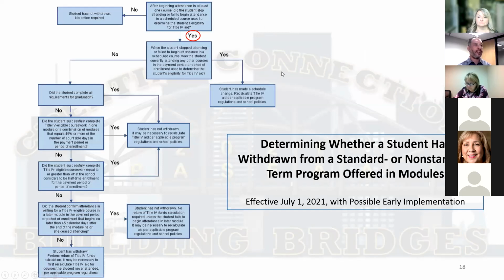After beginning attendance in at least one mod, did the student stop attending or fail to begin attendance in subsequent mods? That would be yes. Then we need to ask ourselves another question. When the student stopped attending or failed to begin attending a scheduled course, was the student currently attending any other course in the payment period or period of enrollment? And like we said earlier, they were not in a full class for the full term. So we would say no.